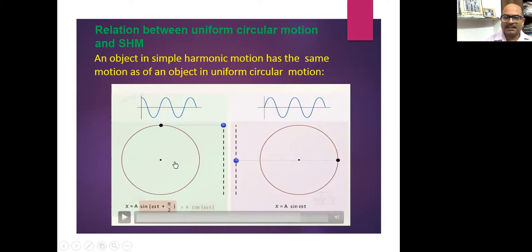So I hope it is clear that when the extreme position is to be taken care of, we have to see the function in a different manner, and when the position is starting from the origin, then a different function applies, right? So a sin omega t when it is starting from 0, and a cos omega t when it is starting from the extreme position.